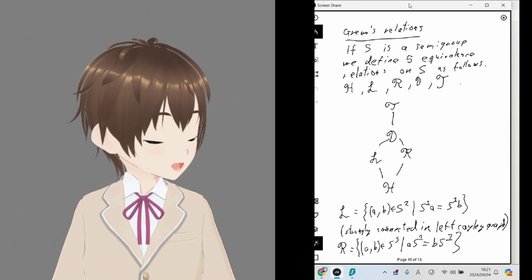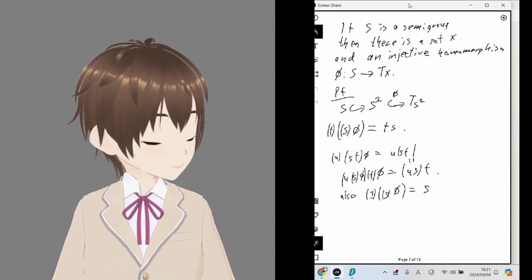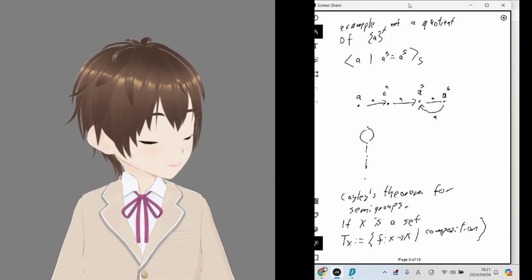Do I have time to do the next thing, which I guess would be inverse semigroups?